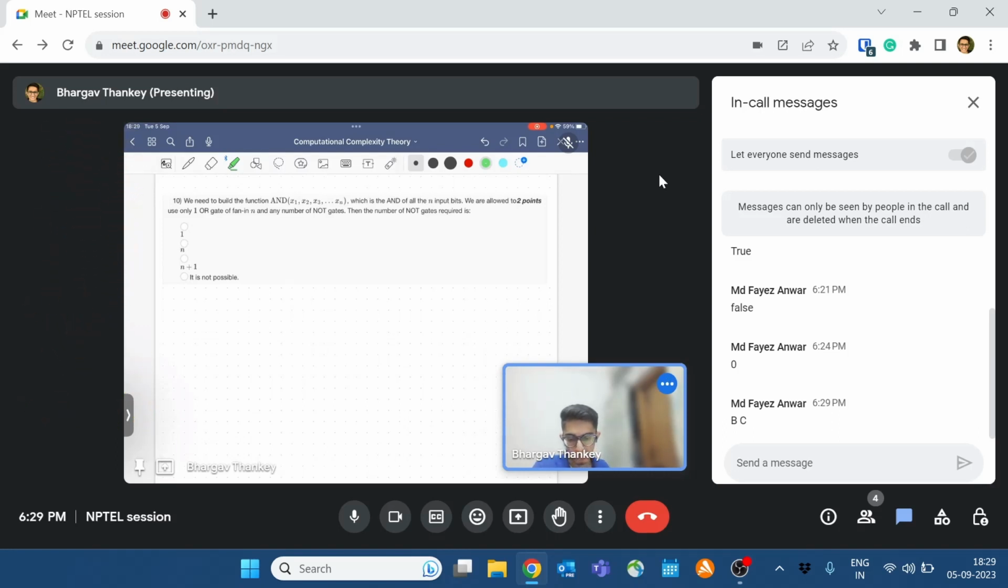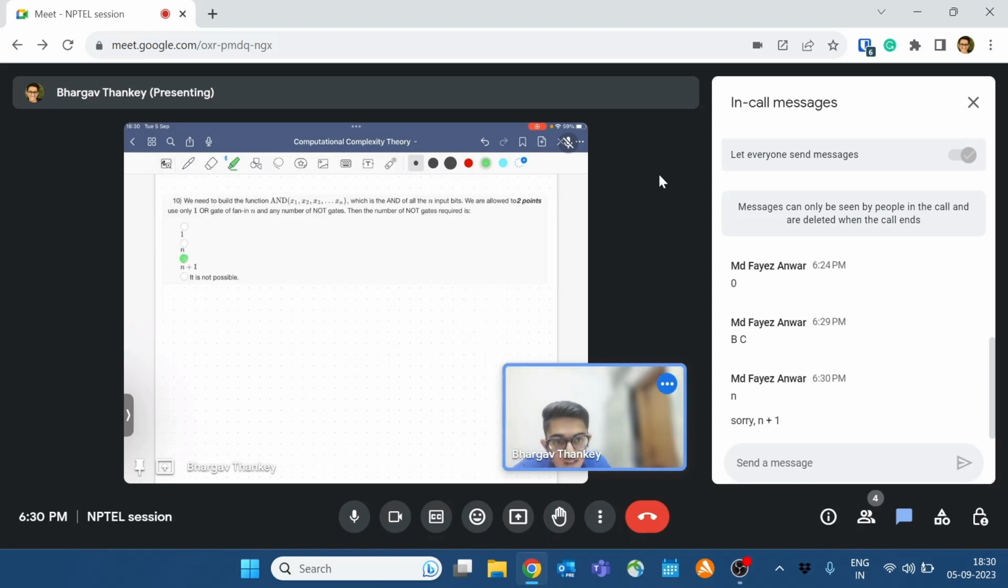The next problem is, we need to build a function of x1 to xn, which is an AND of n input bits, and we are allowed to use only one OR gate of n inputs and any number of NOT gates. So the question is, what is the number of NOT gates that is required? 1, n, n plus 1, and this is not possible. So which of these is correct? Okay, you are saying n. It's not exactly n, it's n plus 1.